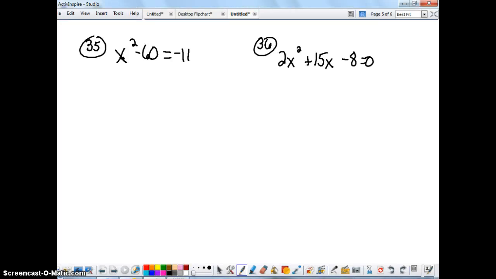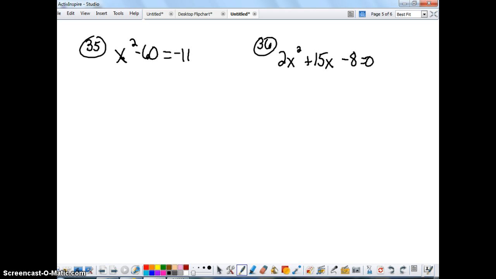This is Unit 6, Chapter 10 for Algebra 1. This is the factoring review. This is the third video from page 637. I'm going to do number 35, 36, 39, and 40 here. For these, just factor it any way you would like, or solve it any way you like.